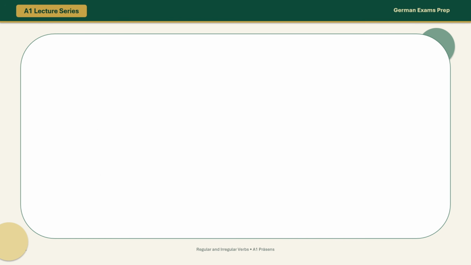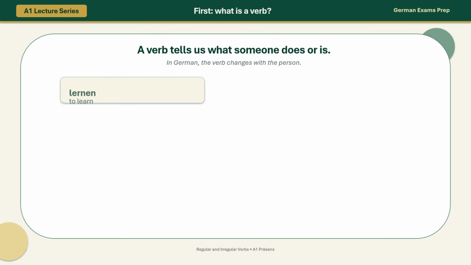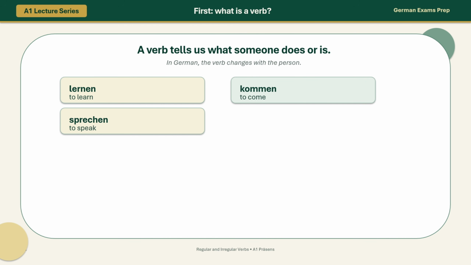First, what is a verb? A verb tells us what someone does or is. For example, lernen, to learn. Kommen means to come. Sprechen means to speak. And sein means to be.